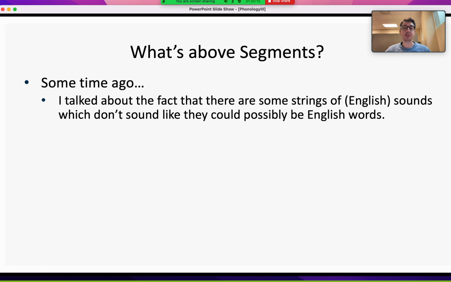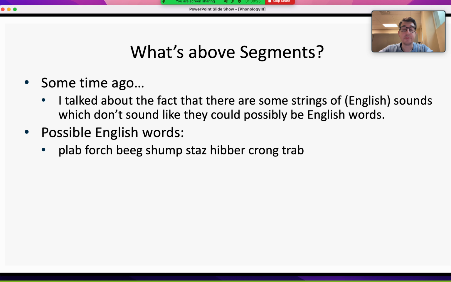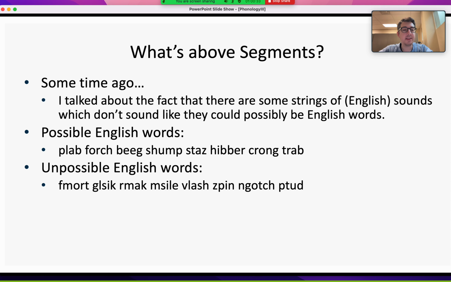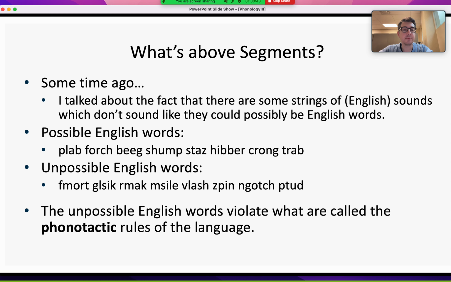What about speech sounds? Well, we talked about the fact that there are some strings of English sounds which don't sound like they could possibly be English words. For example, some possible English words are plab, forge, beak, shump, stas, heber, krong, trab, but they don't mean anything. And impossible English words, hope you get the joke, are mort, glissik, mak, misl, vlash, zbn, ngotch, tud, right?